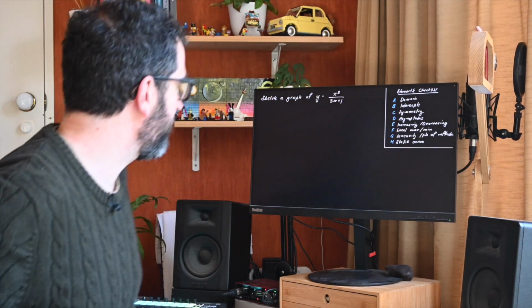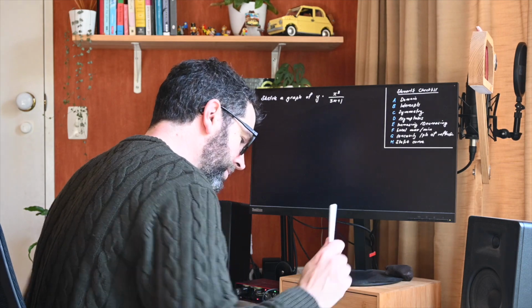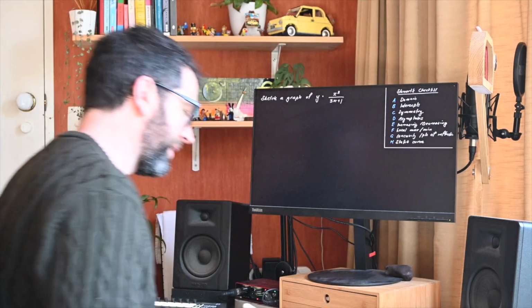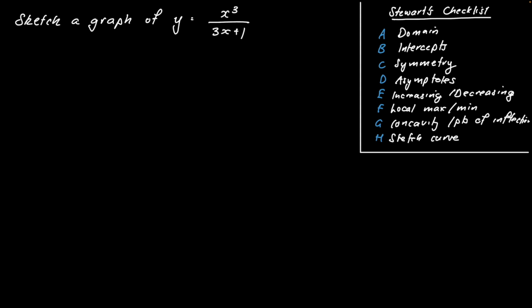So, here's our function, y equals x cubed over 3x plus 1. Let's start from the beginning. So we'll start with the domain. That's step A in the checklist.